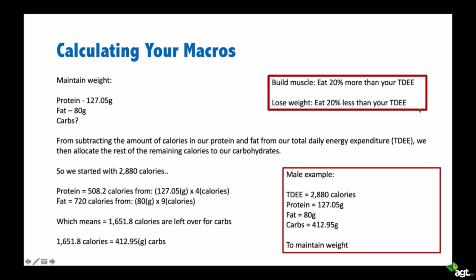Now to lose weight, it's exactly the same percentage. A rough guide is to eat 20% less than your TDEE. So I'd eat 20% less than 2,880 calories in order to lose weight. Say, for example, I was cutting out 500 calories per day. That means over the week I'd be cutting out 3,500 calories, which is roughly losing a pound of fat per week. But like I said, it depends on your goals and what you want to achieve, guys.